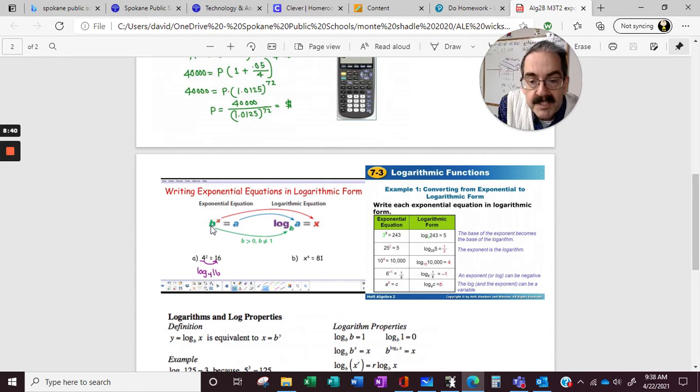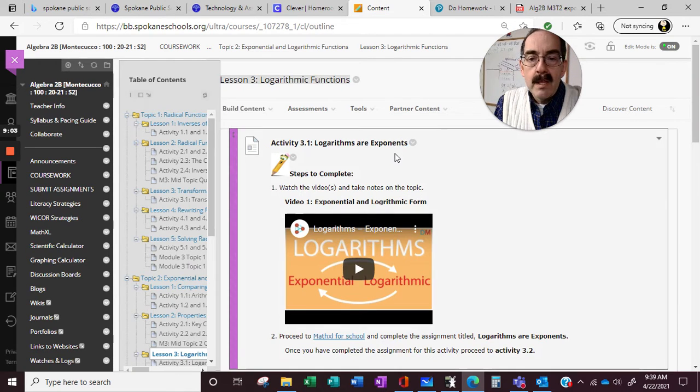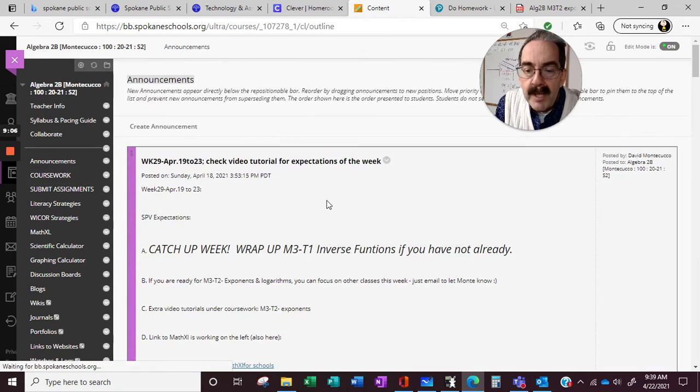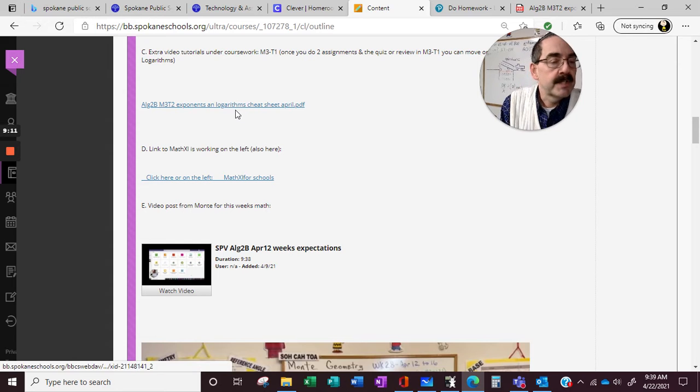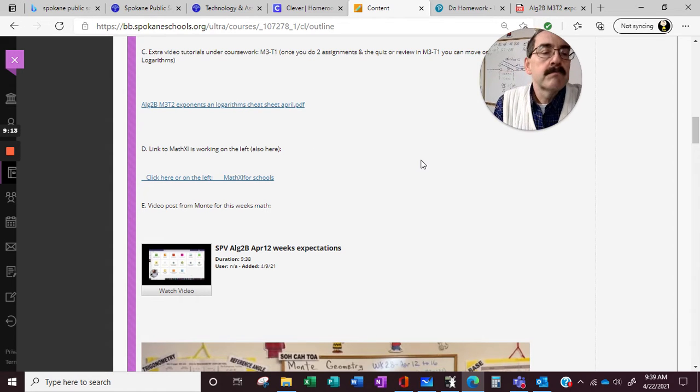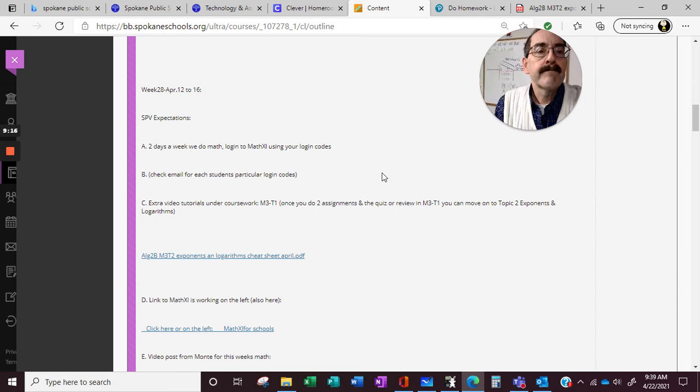Okay, the base. B to the x equals a can be translated to say the log base b of a equals x. And here's some examples to help you move back and forth, like translating. Okay, just like translating. And if we go to our announcement page, cheat sheet. You can find the cheat sheet here. You can find it in the email. You can find it in our Teams page. All right?